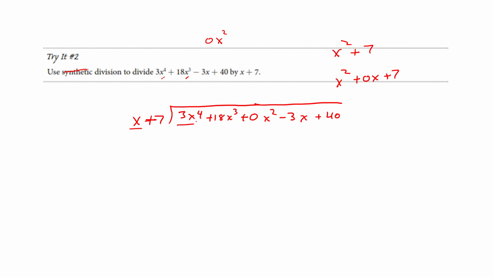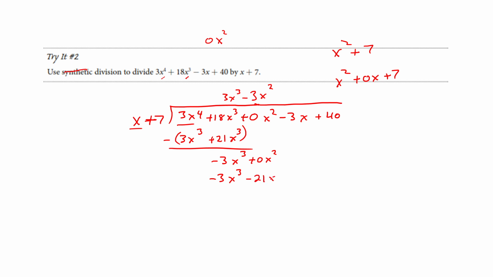Okay, so I'm going x into 3x to the fourth. So 3x to the third would do that. So 3x to the third times both of those gets me 21x to the third. Check for my leftovers. This is really negative 21x to the third now. Okay, now let's make this front end go into this one. So that would be negative 3x squared to make that happen. So I get negative 3x to the third minus 21x squared. Okay, check for leftovers, changes all the signs.